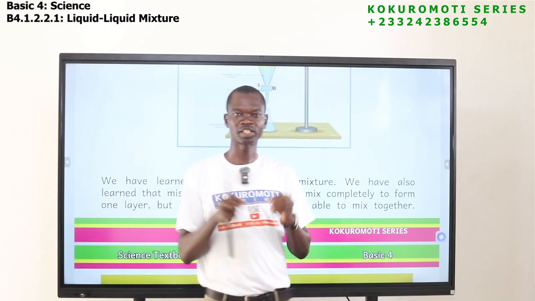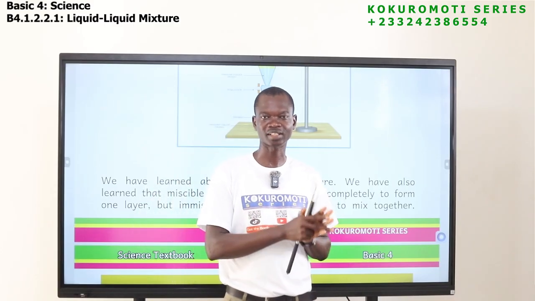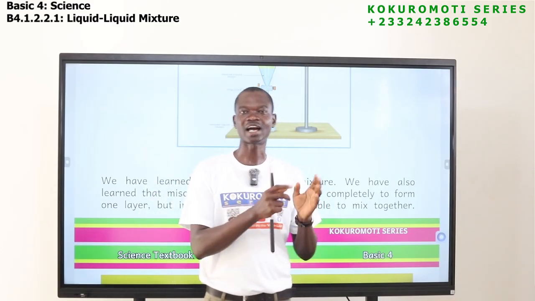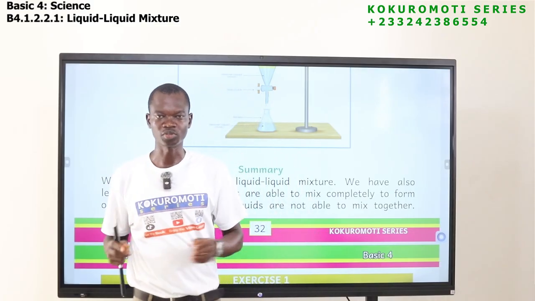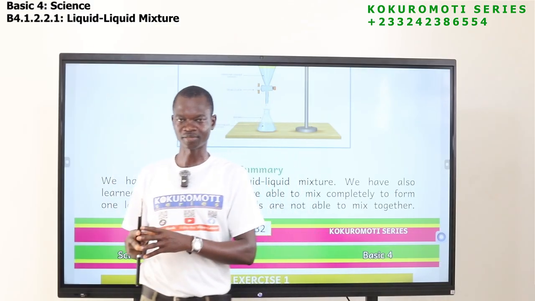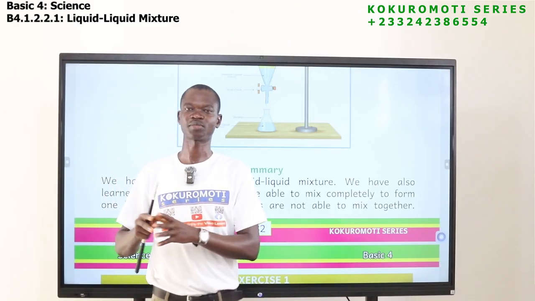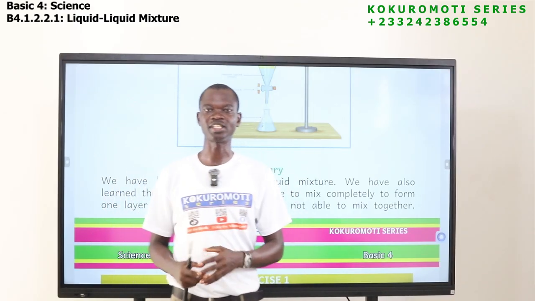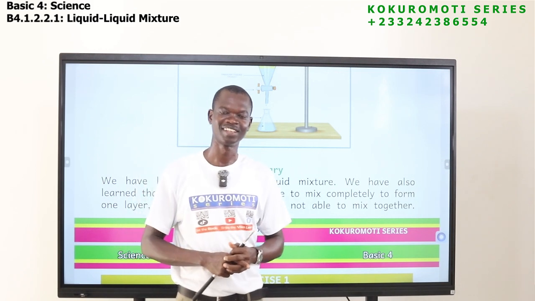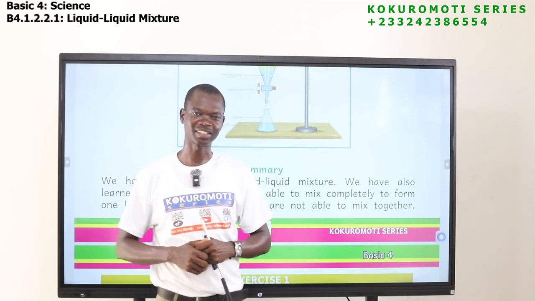Those that are able to mix completely to form one layer, they are called miscible liquids. The liquids that are not able to mix completely to form one layer, they are called immiscible liquids. We have seen examples of miscible liquids, examples of immiscible liquids. And we have also seen how to separate them.